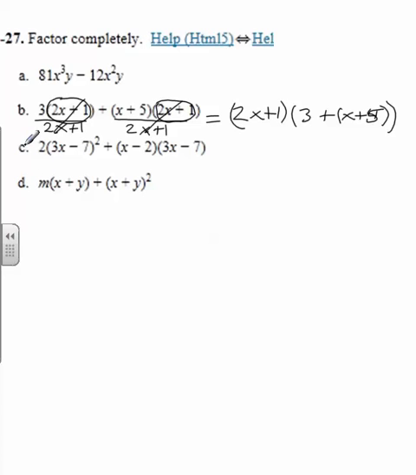Alright, so using that same logic, how could we do that with C and with D? You work on C on your own. I'm going to go ahead and work out D. I see an x plus y and an x plus y that can be factored out. So I factor out an x plus y. Think of that as one input or one number. It just looks larger because it's got two terms. And what's left is m and a plus and an x plus y. So that's what that looks like.